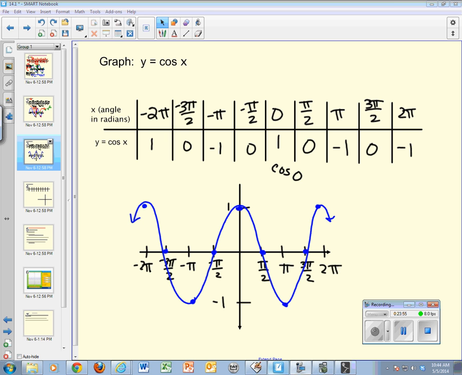Okay, so every cosine graph that you guys do is going to look like this one. And you decide what it looks like. I've heard some people call it a W before. Looks kind of like a W.